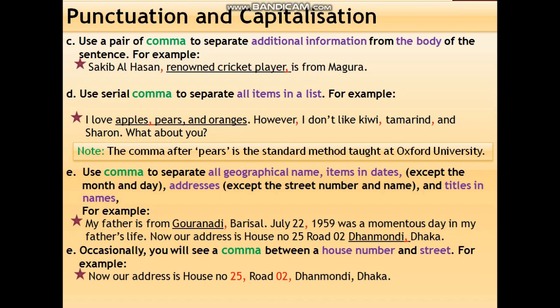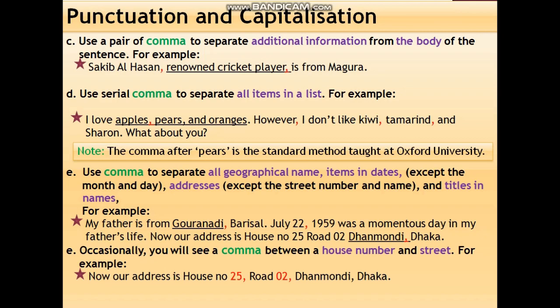July 22, 1959 was a momentous day in my father's life. Now our address is house number 25, road 2, Dhanmundi, Dhaka. Here Dhaka is a geographical name, July 22 is a date, and Dhanmundi is an address. So we have used commas after these words.